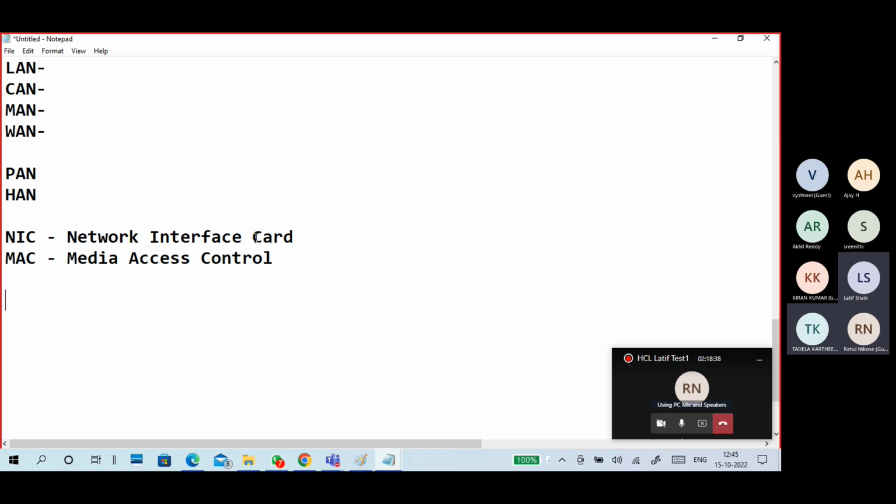I'm not talking about Bluetooth here, guys. A network interface card is used to get connected to the network, whether a LAN or a WAN. Every NIC has a MAC address. Every NIC has a MAC address. This MAC address is also called a physical address or hardware address.